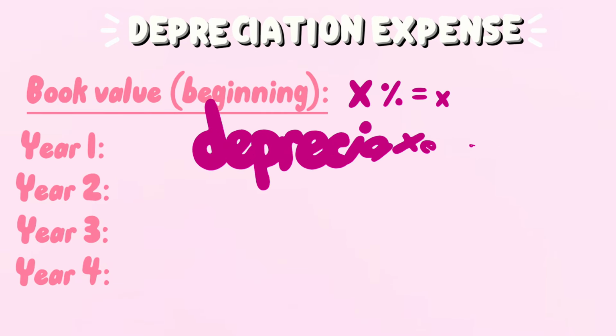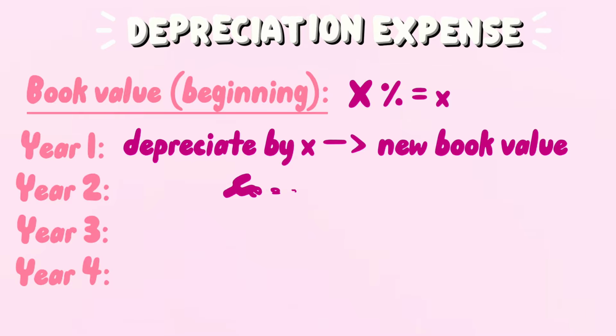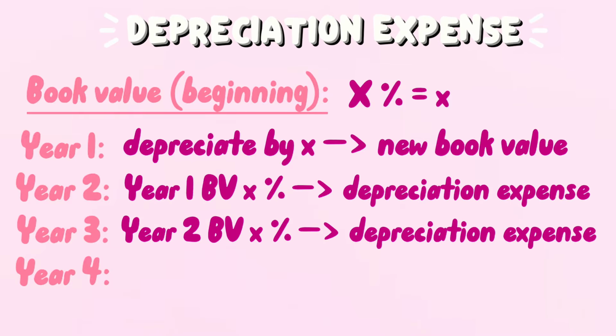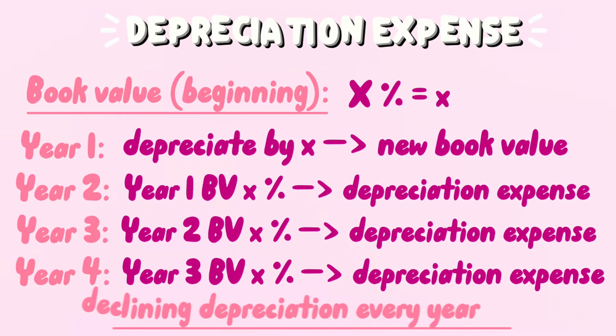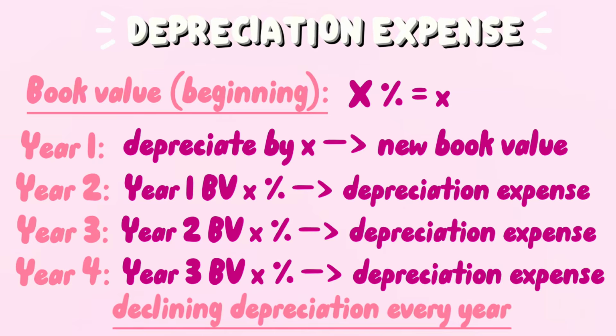As the years go by, the asset's depreciation under this method is going to get smaller because you are taking a percentage of book value that is depreciating each year and using that as your new depreciation.